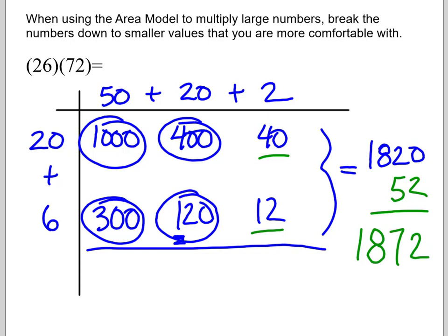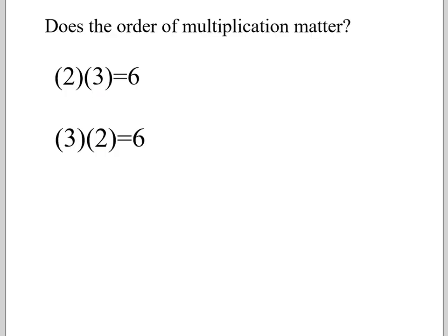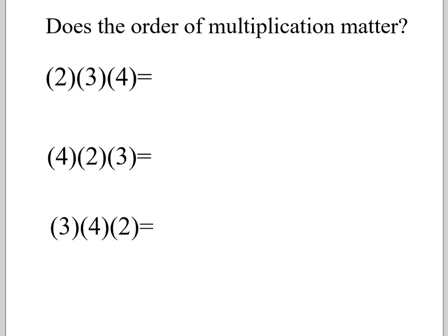So does the order of multiplication matter? If we look at 2 times 3 is 6, 3 times 2 is 6. So it doesn't look like it matters for 2 terms, but what if we have more than that? What if we have 3 terms? If we look at the first one, 2 times 3 is 6, 6 times 4 is 24. There's one answer. So now 4 times 2 is 8, 8 times 3 is 24.